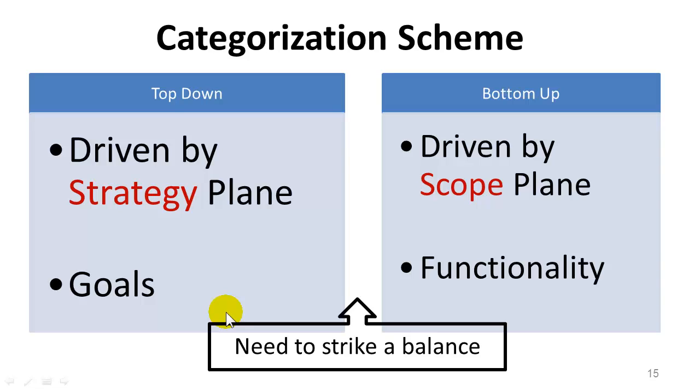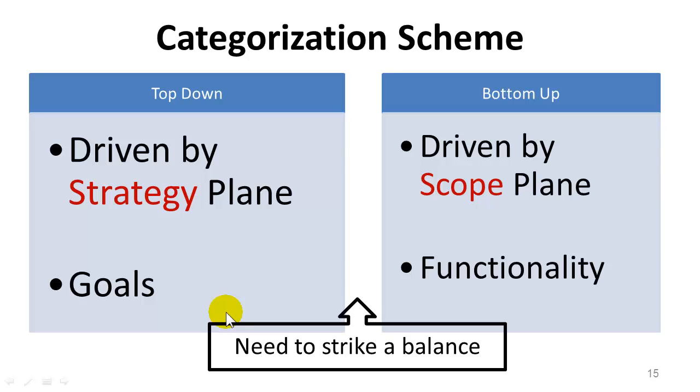There's several different ways that we can categorize things. You might hear the phrase a top-down approach or a bottom-up approach. Both of them work well in different situations. Sometimes it's a good idea to try to get a balance between the two.